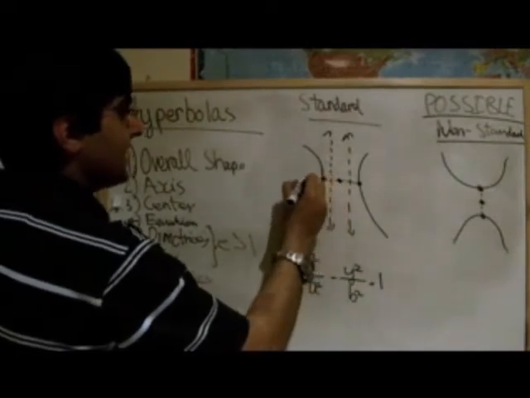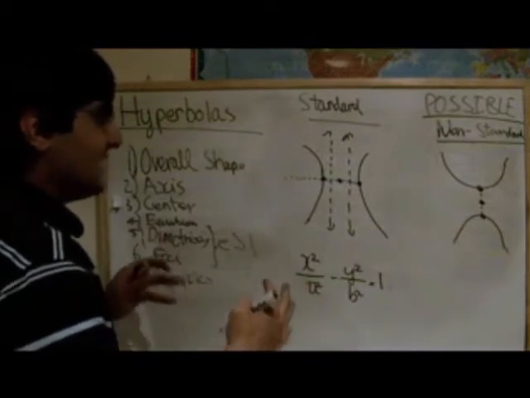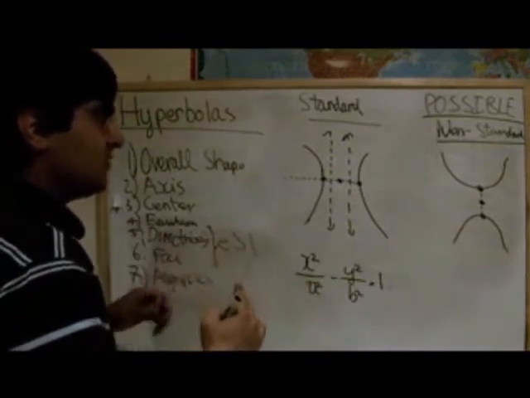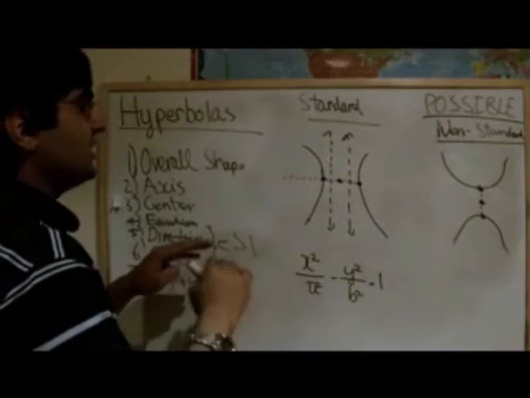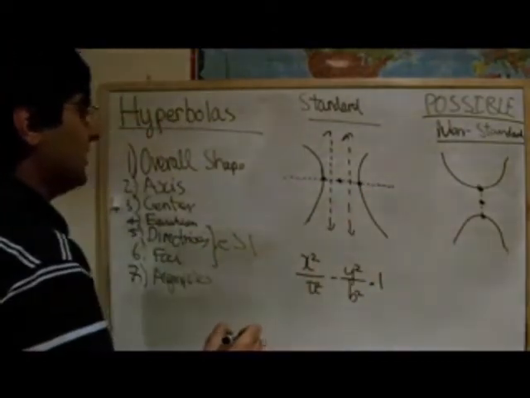Let's extend this axis slightly. Obviously, we don't extend the axis. By definition, the axis is the minimum distance between the two curves. But just for the sake of illustration, let's extend the axis to illustrate where the foci would lie.